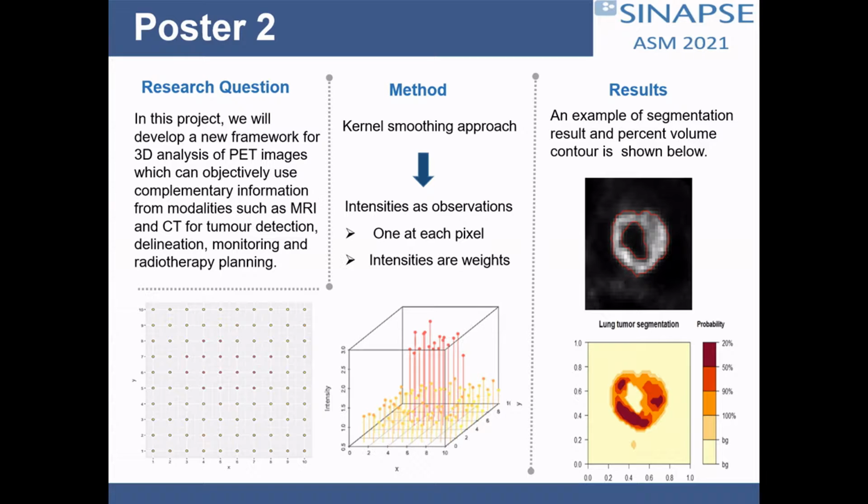The basic rationale behind our approach is kernel smoothing method. You can treat a 2D image as a matrix and the intensity values as our observations. And we put weight to each pixel according to the closeness, therefore incorporating spatial information. Here are the segmentation results for tumor region on the right-hand side, and the percent volume contour is also provided below, which gives us the percentage of the tumor volume.